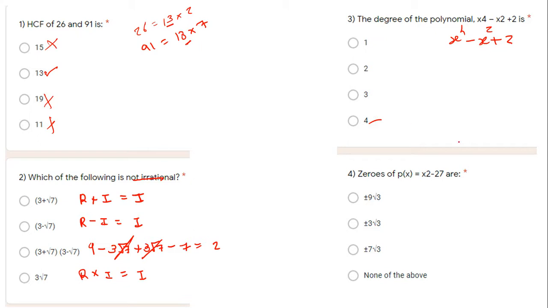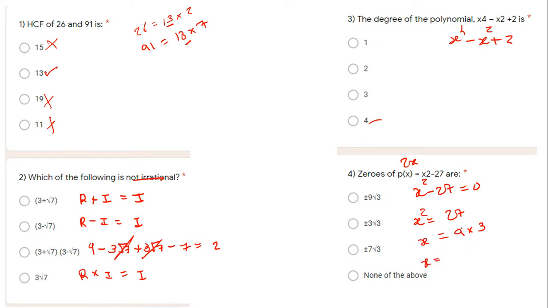This is actually, as you know, not x2, because x2 type of thing cannot be in mathematics. 2x can be there, but x2 cannot. So this is x square minus 27. Then x square is equal to 27, meaning 9 threes are 27.